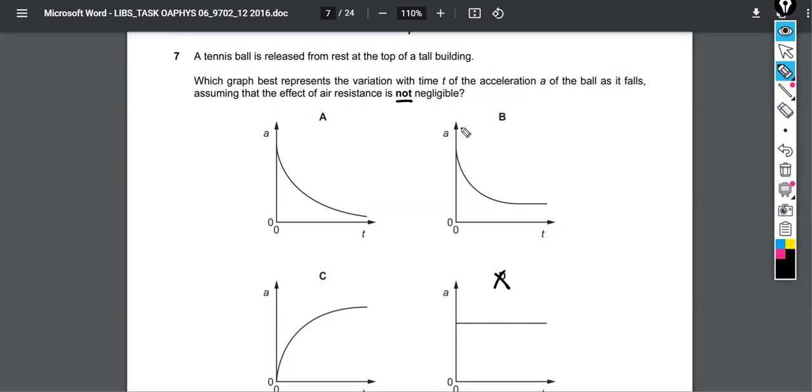Which other graph best represents the variation with time t as it falls, assuming air resistance is not negligible? So choice D can't be correct. Is there any other option up there that can be eliminated as obviously incorrect for some reason that you could point out? Why is B incorrect? Yeah, it starts out non-zero and it decreases acceleration to some non-zero value. It'd be like it starts out at 9.8, but then it drops off to like 2, but it's still accelerating at 2 meters per second for some reason.